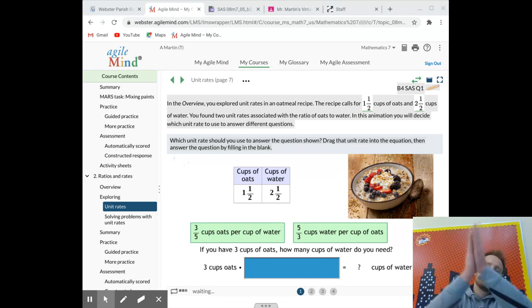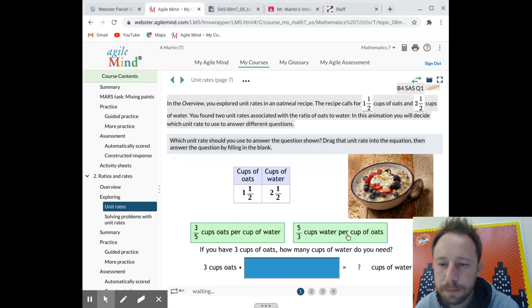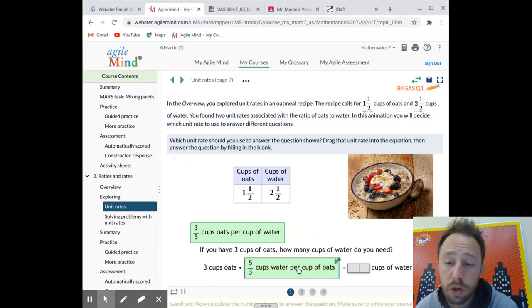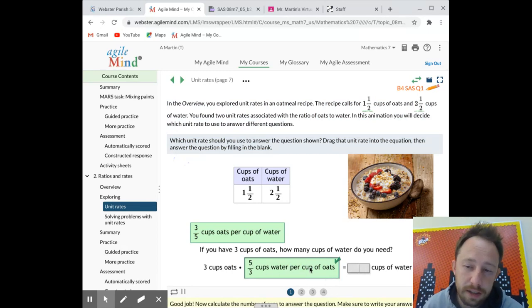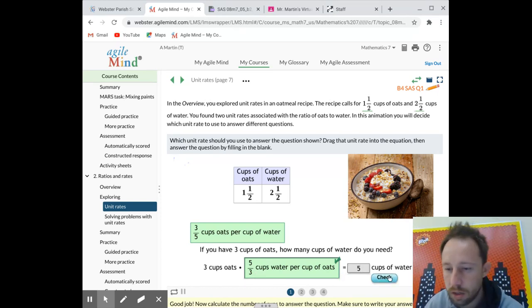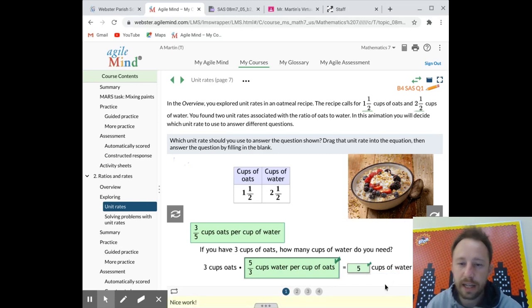5/3. Good job, girl. All right, so we're going to pull 5/3 cups of water per cup of oats. All right, look at that. It gave us a check, and we have to multiply that together. So 3 times 5 is 15. And what's 15 divided by 3? 5. 5 whole cups of water. All right, we got it.